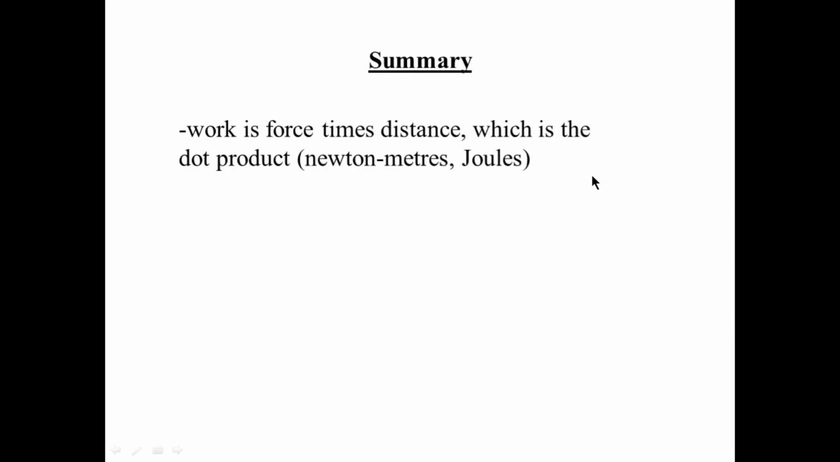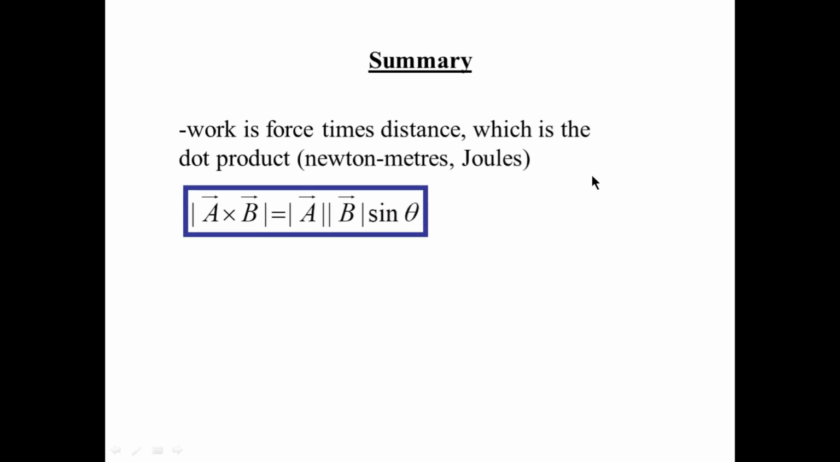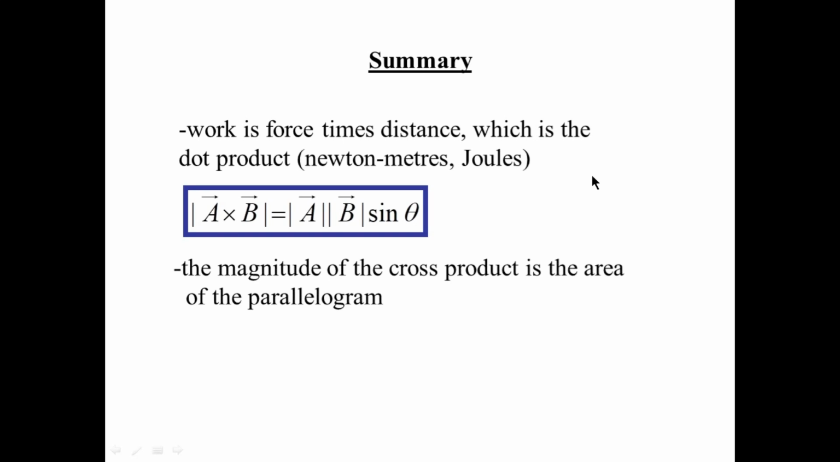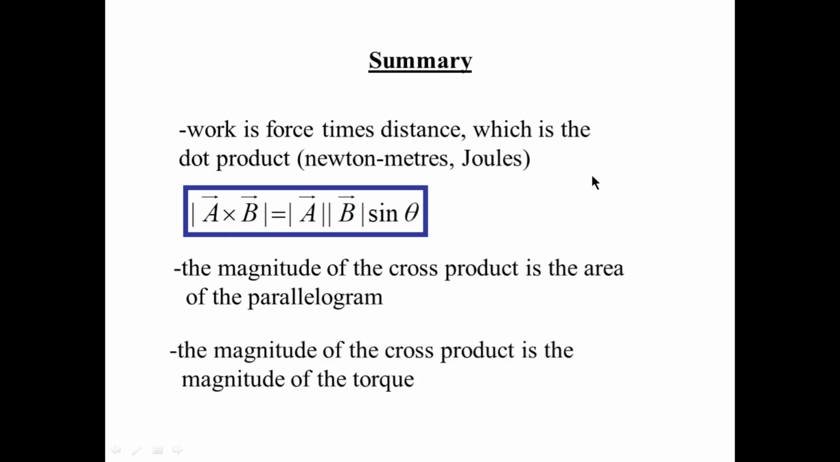Summary. Work is force times distance, which is the dot product. The magnitude of the cross product is length times sine of the angle between them. The magnitude of the cross product is also the area of the parallelogram formed by the two vectors A and B. And the magnitude of the cross product is also the magnitude of the torque applied in our diagram. Just some of the applications of dot products and cross products to physical sciences.